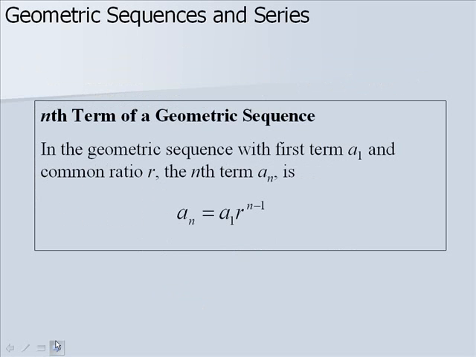In the geometric sequence with first term a sub 1 and common ratio r, the nth term a sub n is given by the following formula. a sub n is equal to a1 times r to the n minus 1.